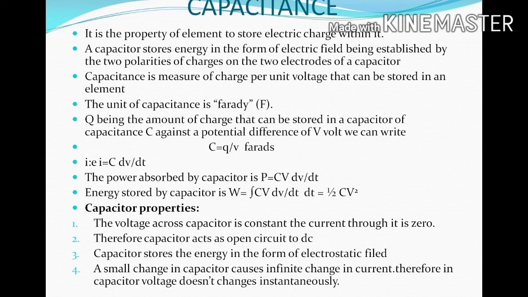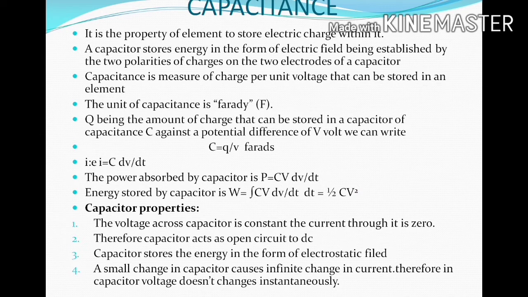From the fundamentals, the current I equals C into dV by dt. The power absorbed by the capacitor is P equals V into I, which can be written as C V dV by dt. The energy stored by the capacitor is W equals integral of P dt, which gives half C V square.